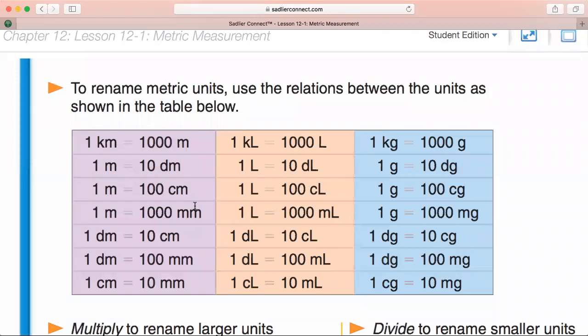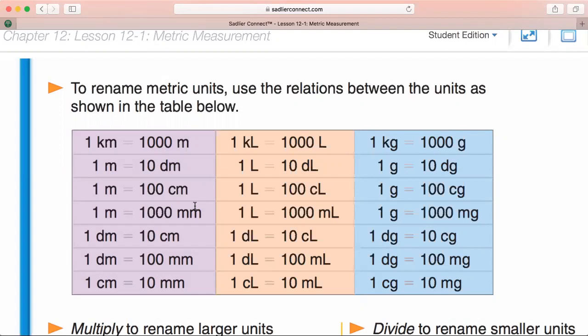This table shows that 1 kilometer is equal to 1000 meters, and 1 meter is equal to 10 decimeters, and 1 meter is equal to 100 centimeters, and 1 meter is equal to 1000 millimeters, and so on. You have all the conversions of all the units. Girls, you must study them well.